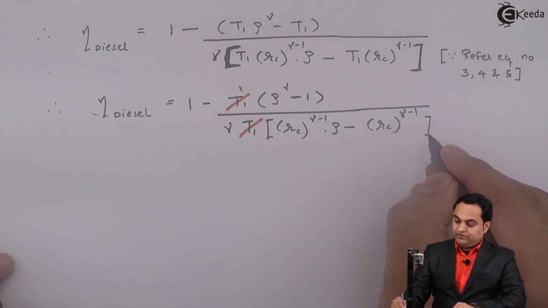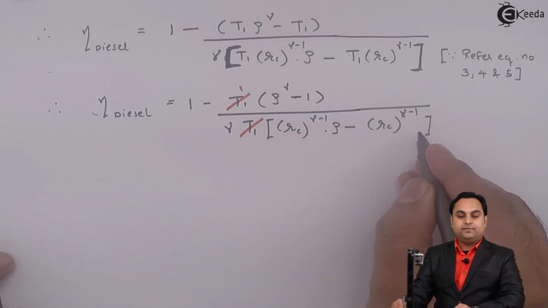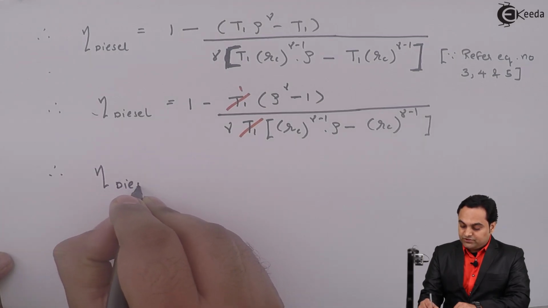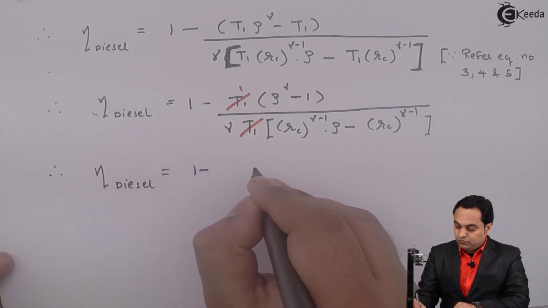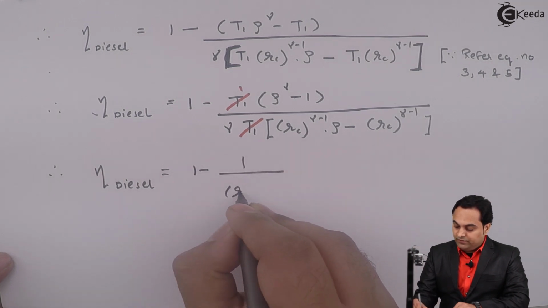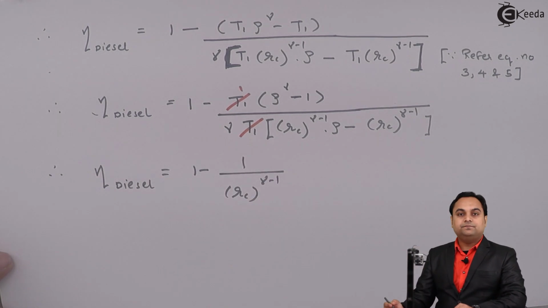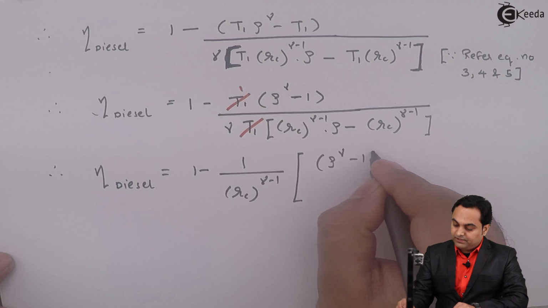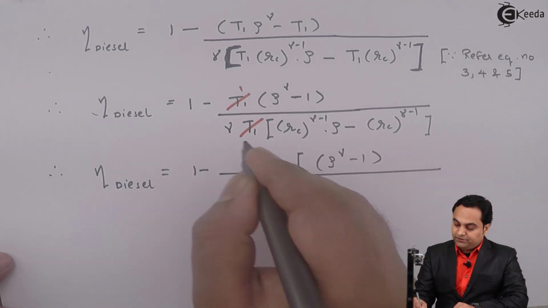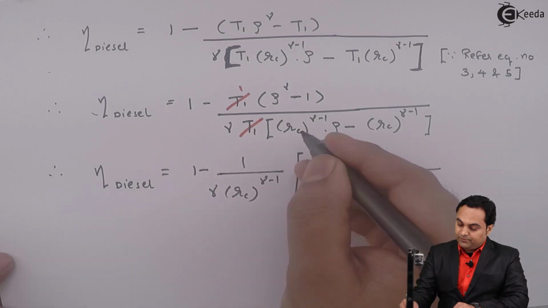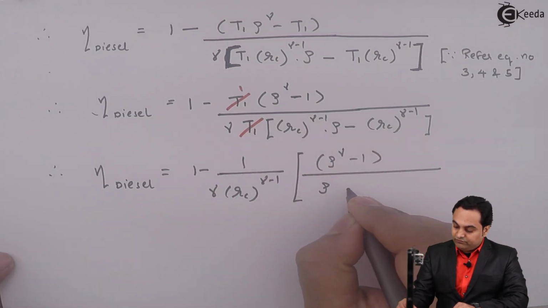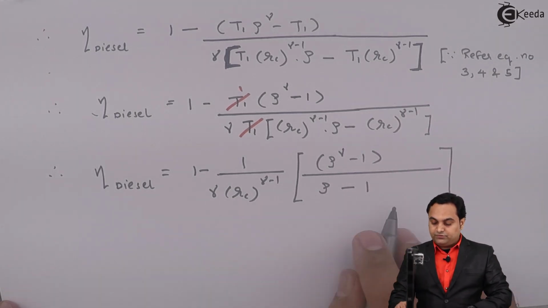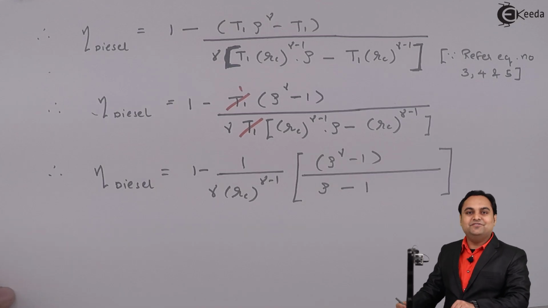Next, here we have RC raised to gamma minus 1, RC raised to gamma minus 1. It is common in the denominator, so I can take it common. So efficiency of diesel cycle will be equal to 1 minus 1 upon RC raised to gamma minus 1. In the numerator rho raised to gamma minus 1, and here in the denominator we even have gamma, so I'll write gamma here, and in the bracket we are left with rho minus 1. So almost we have reached the final stages of the derivation.